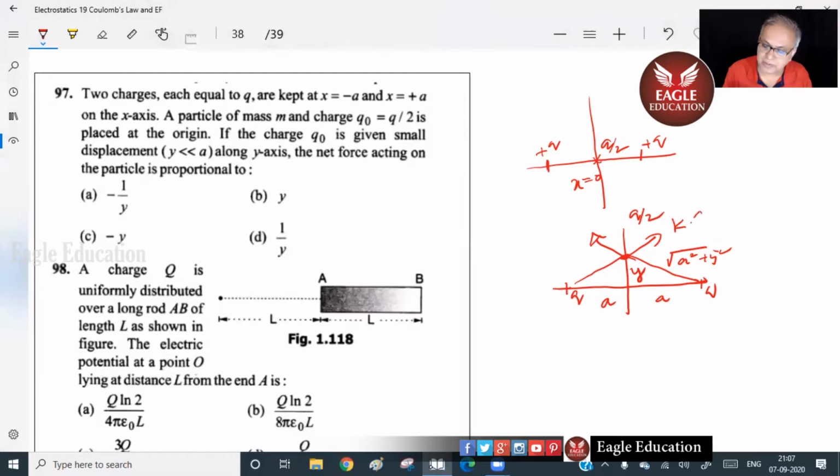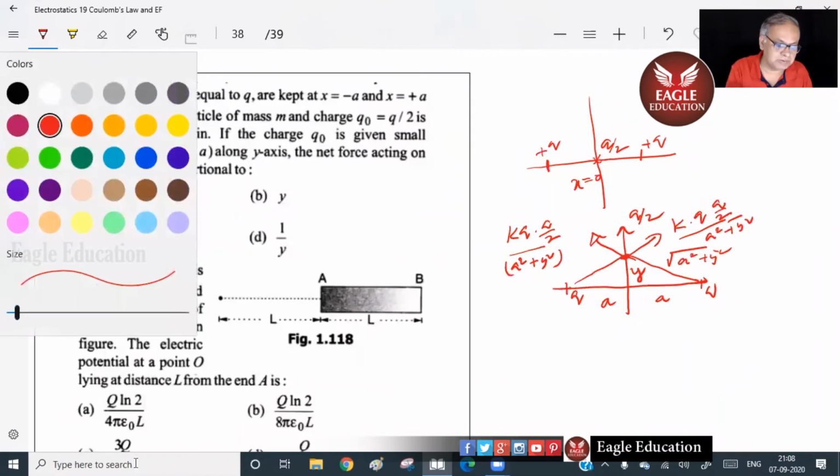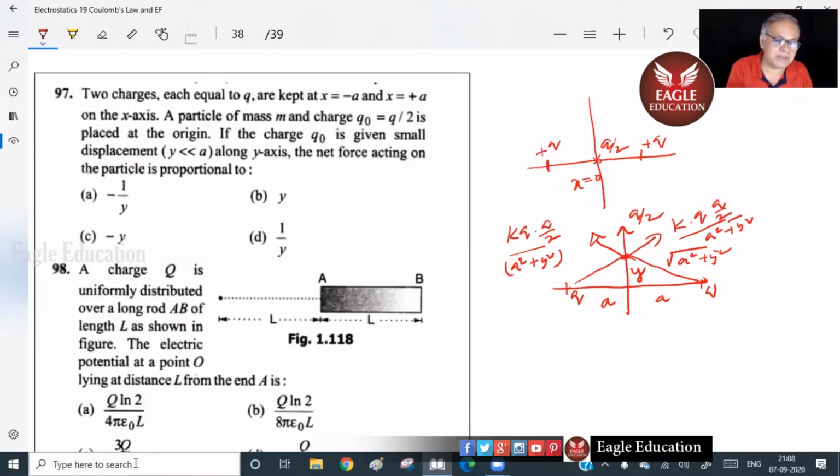K into Q into Q by 2 into this square, that is A square plus Y square. This also is the same thing, K into Q by 2 by root of A square plus Y square whole square, means this one, right? So sum of these two will be like this. So these two components will cancel. These components will cancel. These components add up. All right.